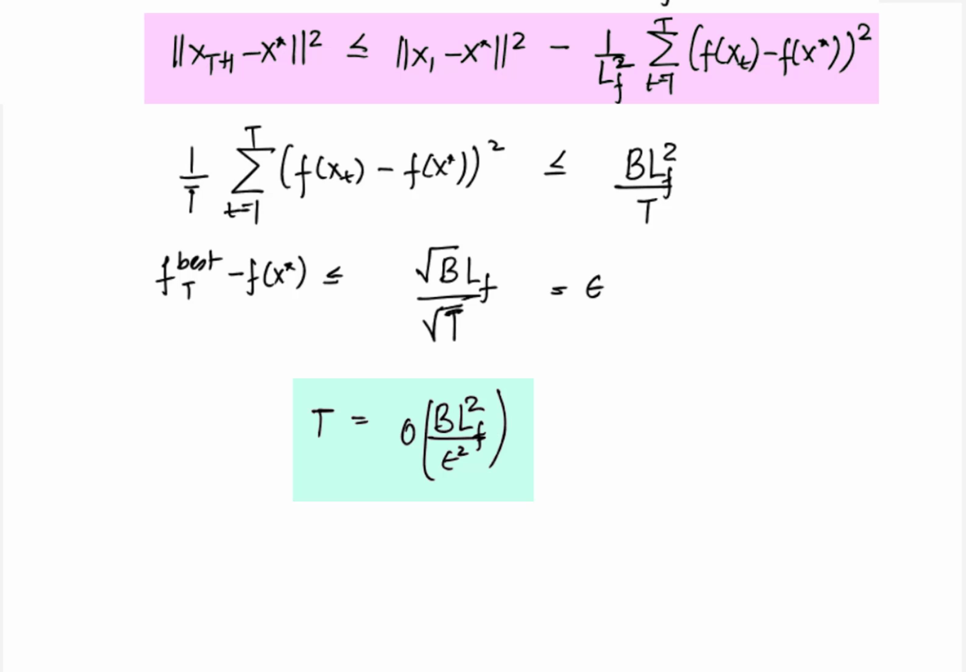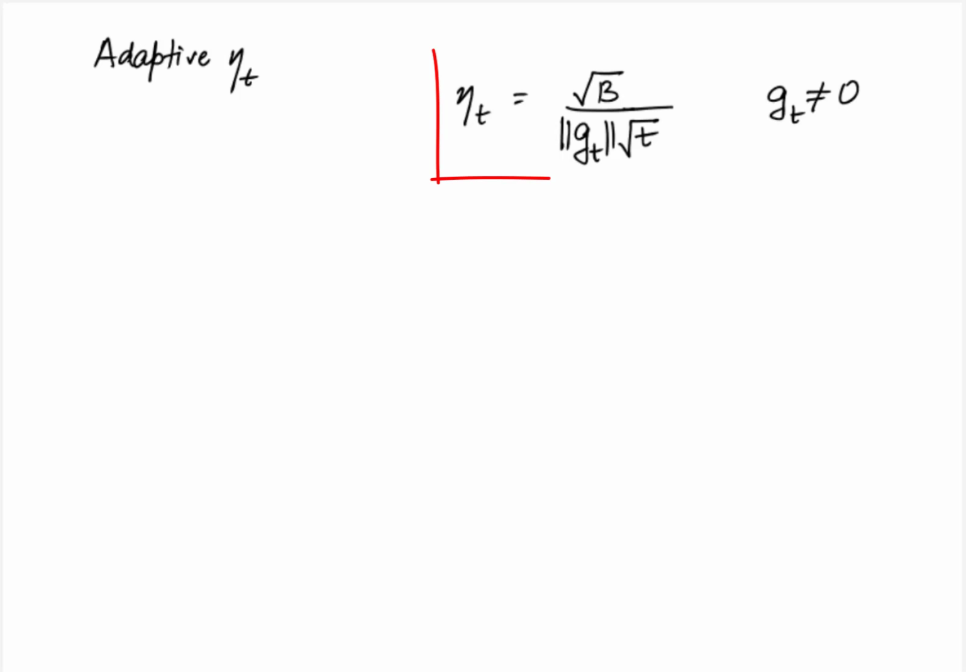Let us look at another step size which is adaptive but does not depend on f(x*). So let us consider the step size eta_t equal to square root of b divided by ||g_t|| into square root of t. So this is also an adaptive step size, but it depends on the subgradient norm only.